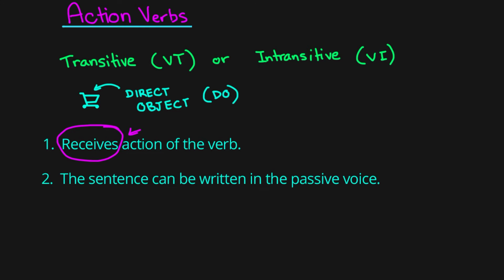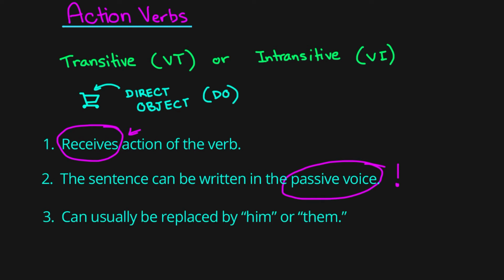Another way to test for it is whether the sentence can be rewritten in the passive voice. If it can be rewritten in the passive voice, then you'll find your direct object at the beginning of the sentence. When we wrote Mike ate the cake in the passive voice, we wrote the cake was eaten by Mike. So the cake, which was our object before, now becomes our subject at the beginning of the sentence when we write it in the passive voice.